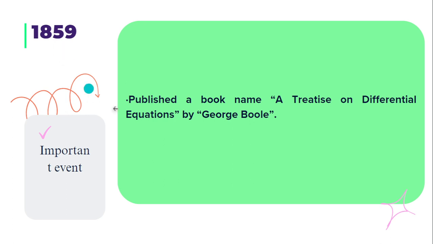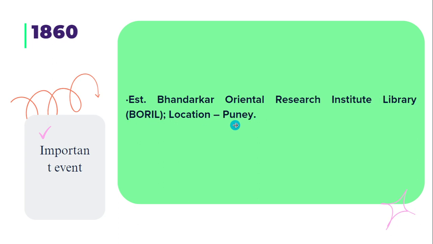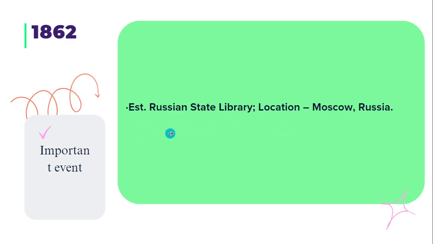Then in 1859 a book named A Treatise on Differential Equations by George Boole was published. 1860, established the Bhandarkar Oriental Research Institute Library, BORI, at Pune. 1862, established the Russian State Library at Moscow, Russia.